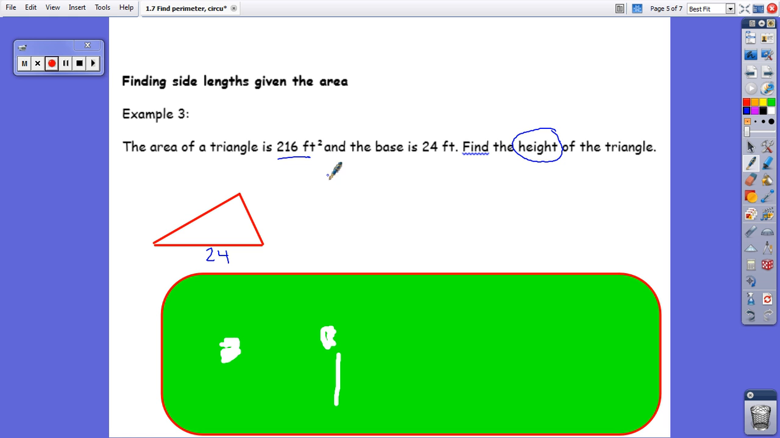And here we're given the area. So because we have the area, I'm going to write the formula for area of a triangle. A equals 1/2 BH. So the area is 216 feet squared. So I'm going to write 216 equals 1/2. The base is 24.